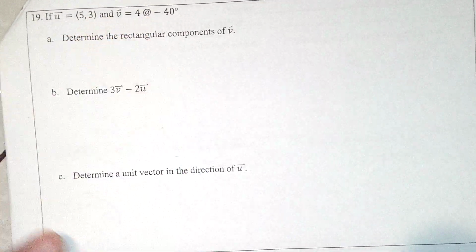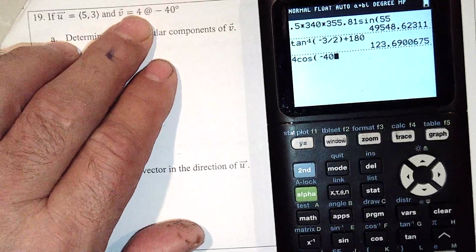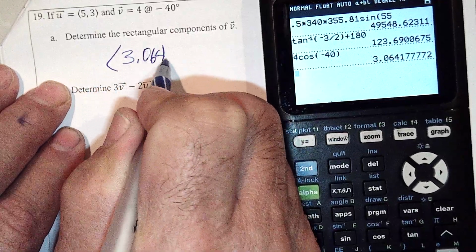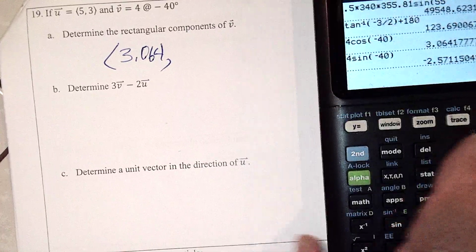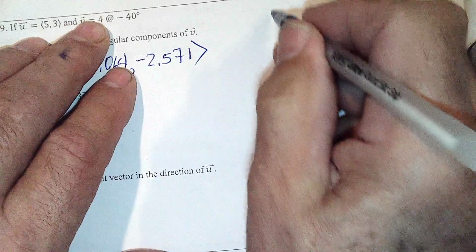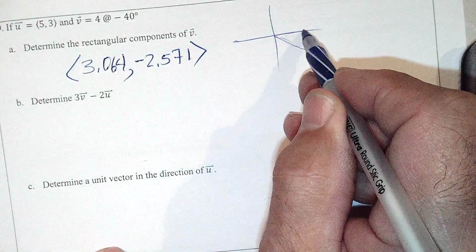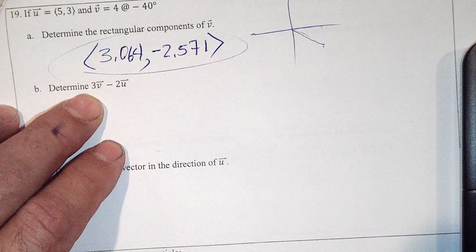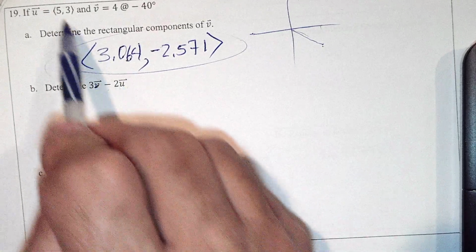The rectangular components of this are 4 cosine negative 40 and 4 sine negative 40. Cosine is 3.064 and sine is negative 2.571. Let's see if that makes sense. If I go at negative 40 degrees out 4, I should be positive 3 over, down 2.5. Makes sense. So I need to do 3 of these plus minus 2 of that.